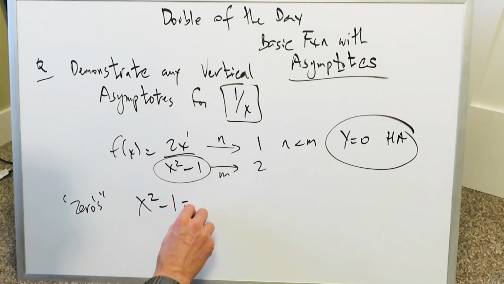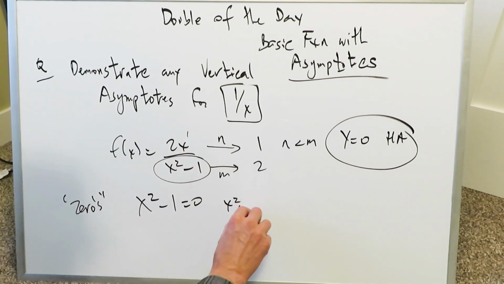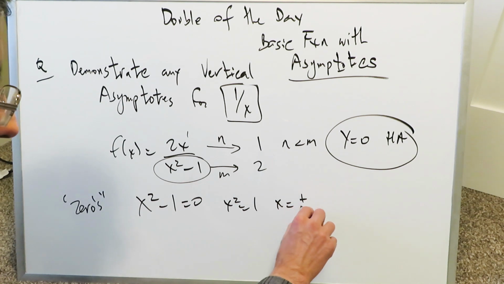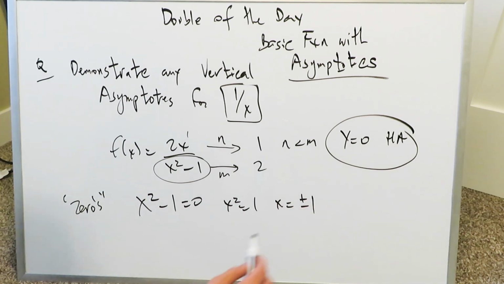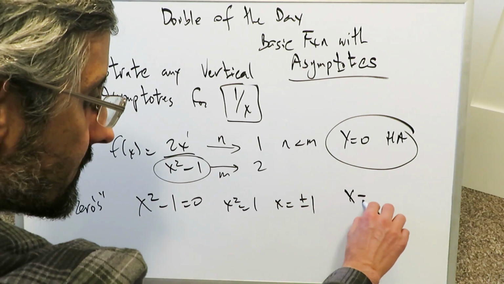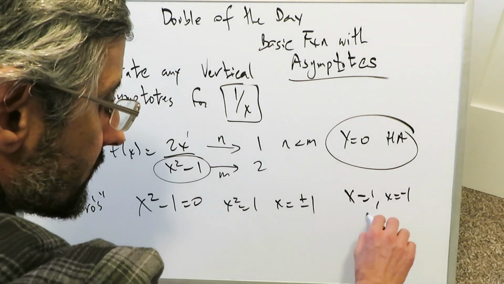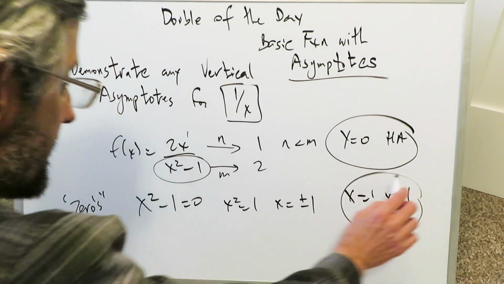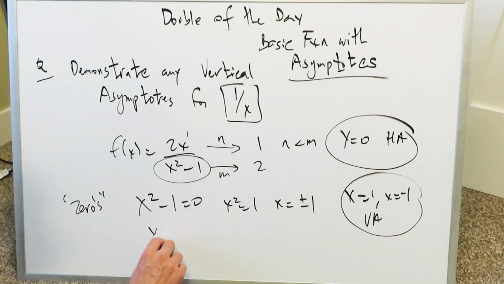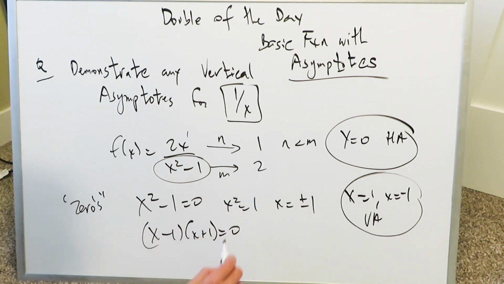You'll do x squared minus 1 equals 0. X squared is equal to 1 and x is equal to plus and minus 1. And those will be your vertical asymptotes. X is equal to 1 and x equals minus 1 will be your two vertical asymptotes. The other way you could have done this is you factor x squared minus 1 into x minus 1 and x plus 1, and you make them into 0, and you individually solve for x. You'll have a plus and minus 1, exactly as we've shown you.